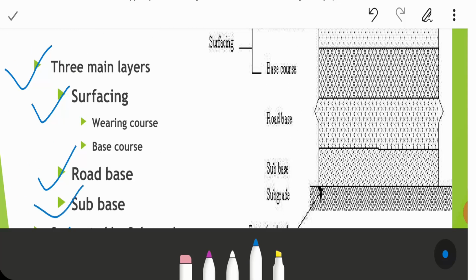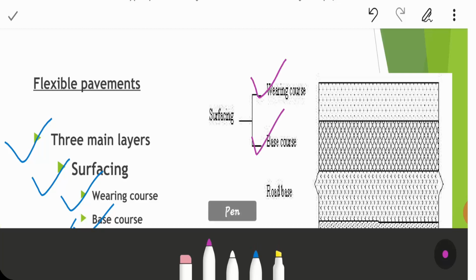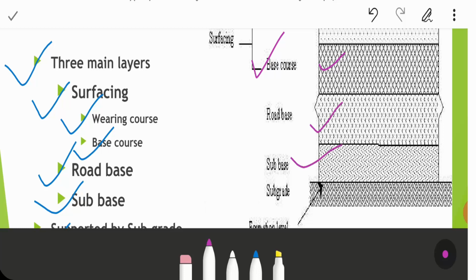In surfacing, there are two parts, wearing course and base course. We can see the picture. Surfacing is based on two layers, wearing course and base course. Okay, this is the wearing course and base course, and then the next layer is the road base, and then the sub base, and finally the subgrade. Clear?